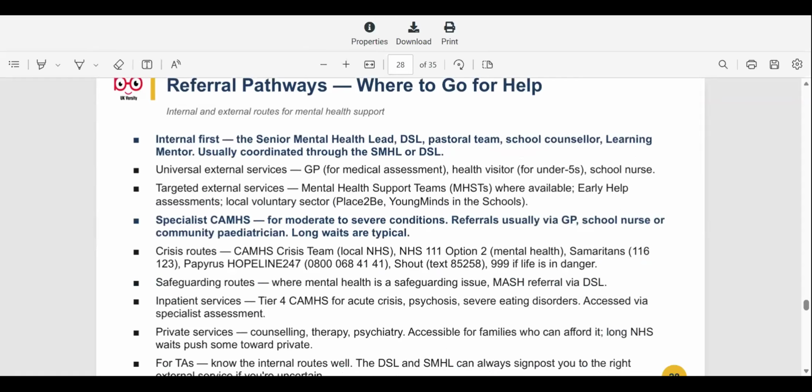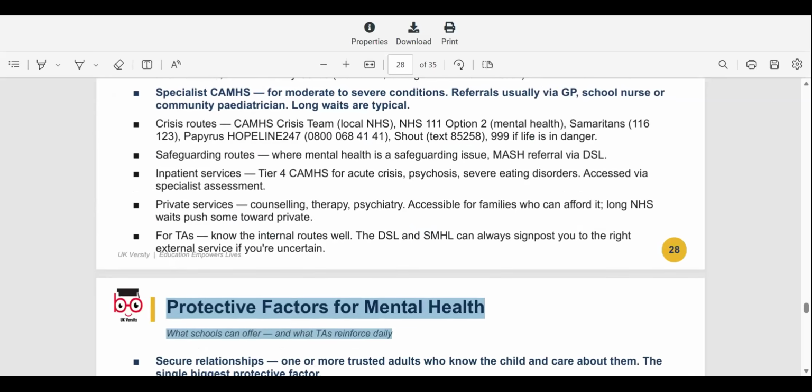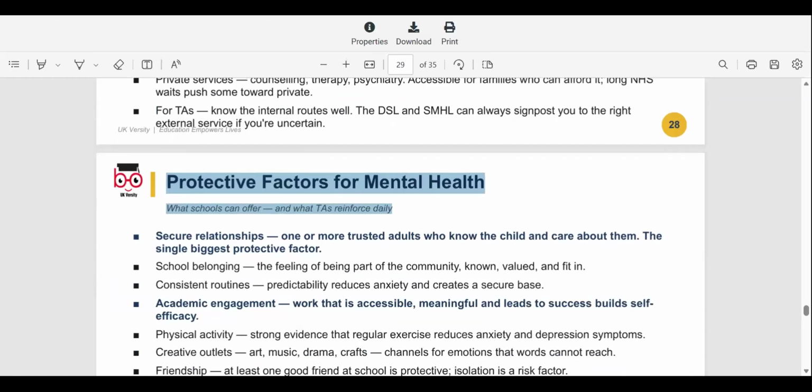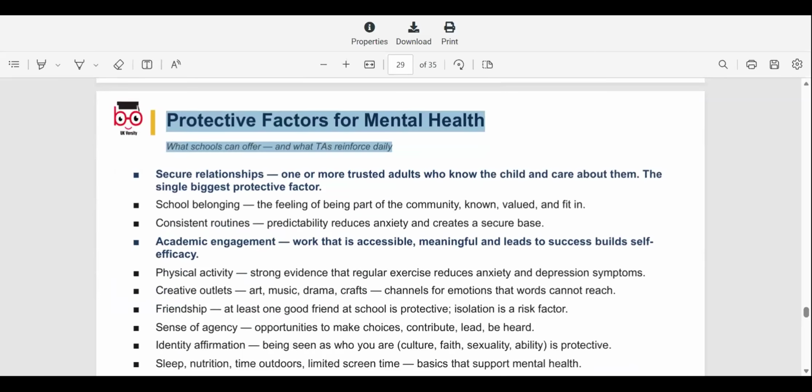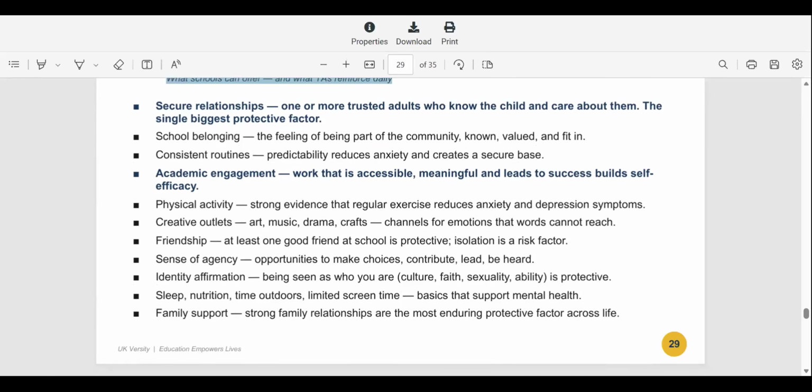Referral pathways, so where to go for help. You could refer people to the first point of contact, the DSL, the pastoral team, school counsellors, learning mentors, external organisations, GPs, CAMHS, crisis routes as well, and private services, counselling and therapy. Protective factors for mental health include secure relationships, school belonging, the feeling of being part of the community, consistent routines, physical activity, managing classroom transitions, and being a supportive, trusted, non-judgmental adult. Also consider vulnerability, sleep, nutrition and family support. Make sure these are factors that are considered.